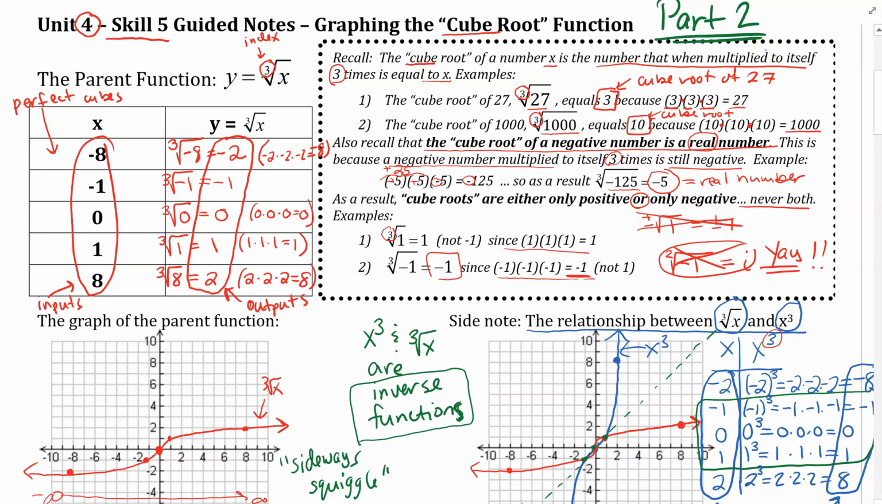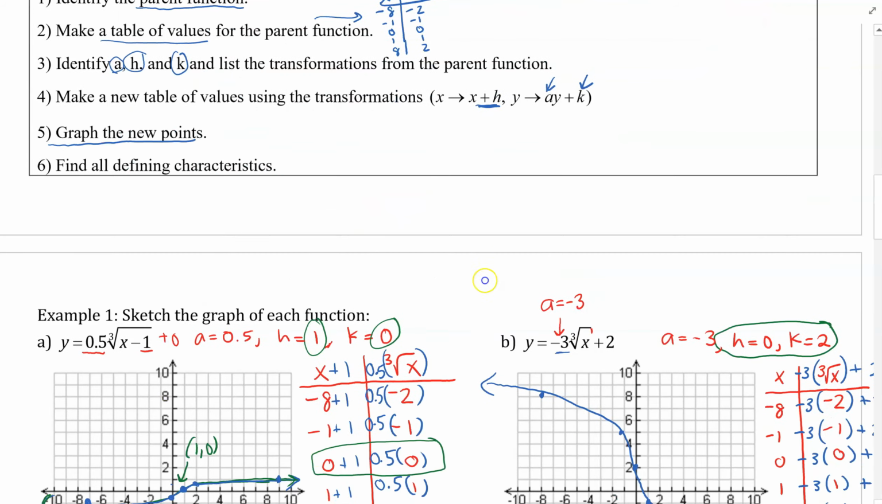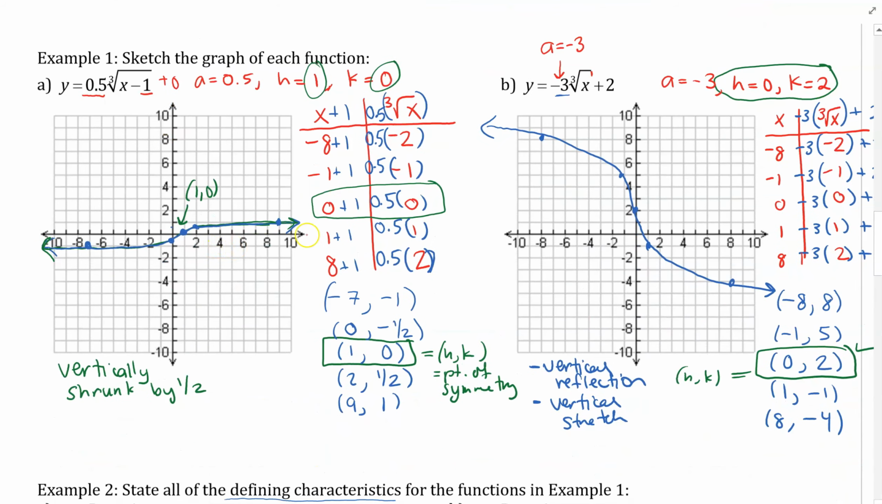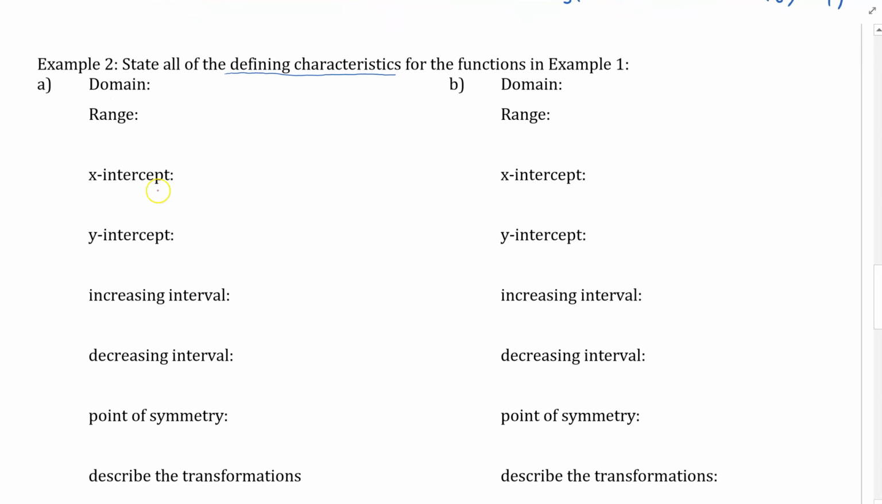In the first part, we learned how to graph the cube root function. And in this part, we are going to look at the graphs we did and answer these questions about them. The domain, range, intercepts, increasing, decreasing, etc.